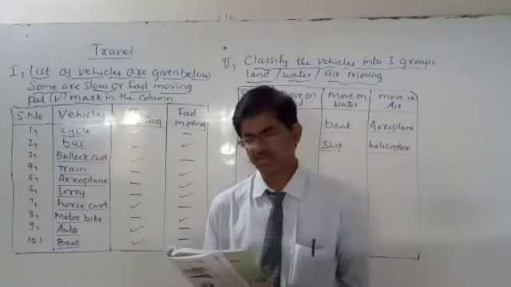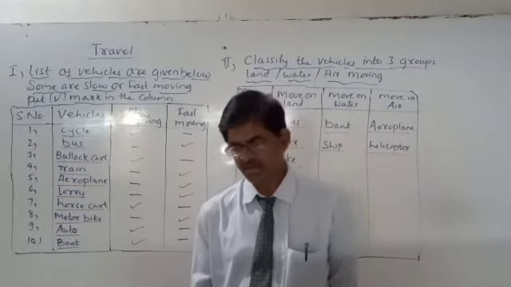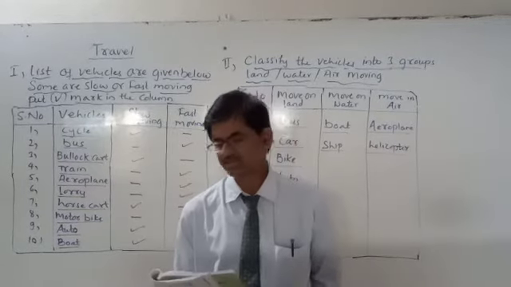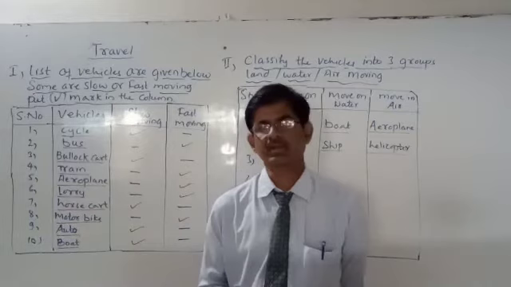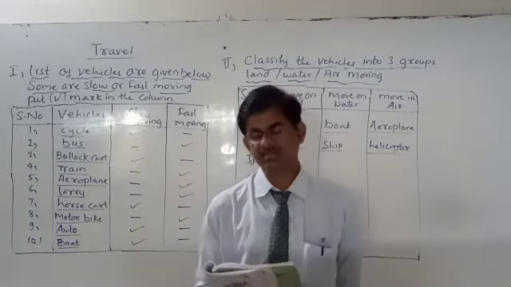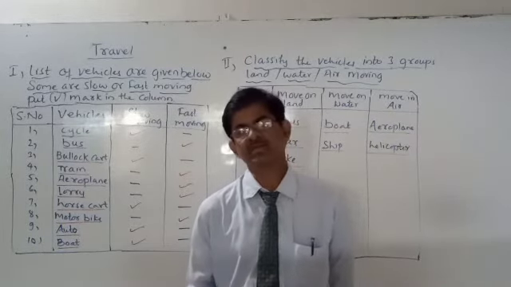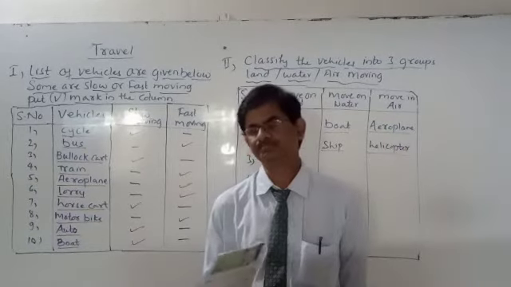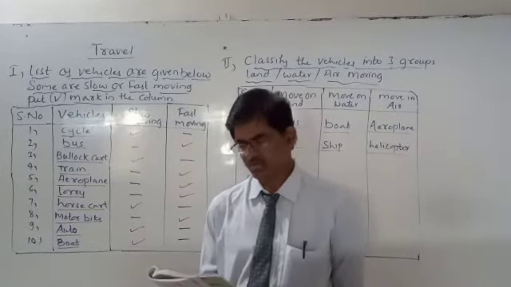Understood? Now, from this lesson, you are going to study means of transport as fast moving and slow moving vehicles. See, vehicles are not only one type, there are different types of vehicles. Some are fast moving, some are slow moving. Understood? Some are fast moving, some are slow moving vehicles.